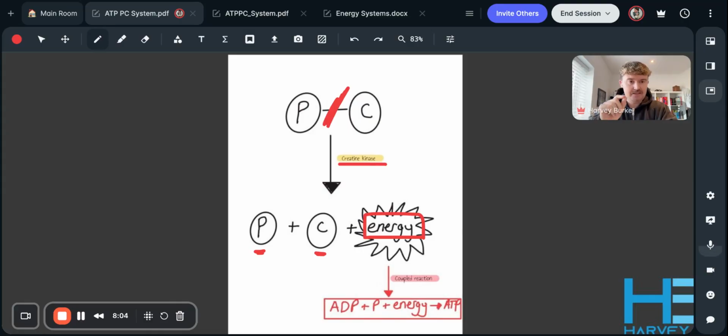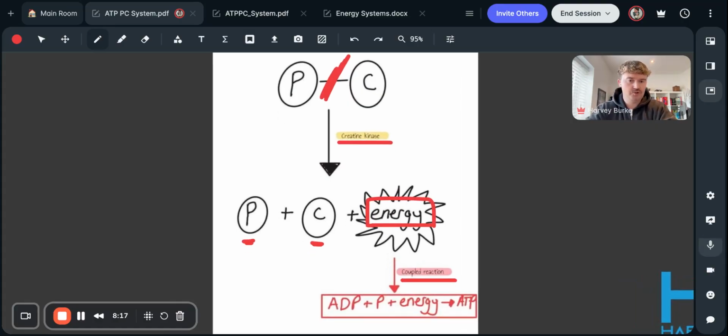Now, that energy isn't ATP directly. It's energy that is then used to resynthesize ATP. And this is an important concept as well, the concept of a coupled reaction. So a coupled reaction is where the products of one reaction are used in a completely separate reaction. And all three of your energy systems work via coupled reactions. So all three of the energy systems, as it says in their name, release energy. And that energy is then used in this completely separate reaction here.